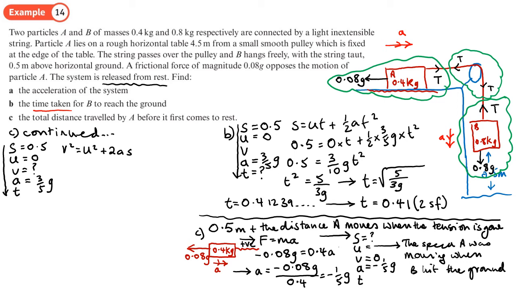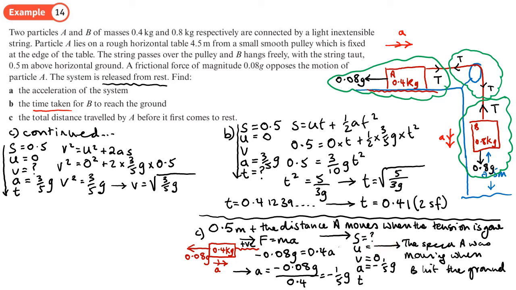This will give us the speed at which B hits the ground, which will be the speed that A was traveling before the string went loose and there was no more tension. So v squared equals u squared, 0 squared, plus 2 times 3 fifths g times 0.5. So v squared is just 3 fifths g. So we could take v equal to the square root of 3 fifths g without having to change it to a decimal. All of that work was basically to find the speed A was moving when B hit the ground. So in here, we can put square root 3 fifths g.